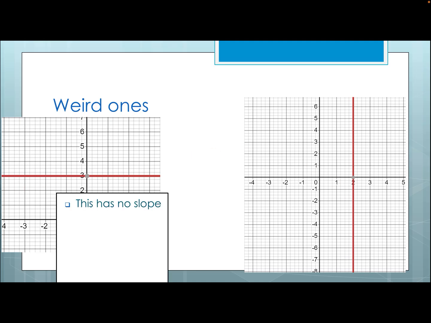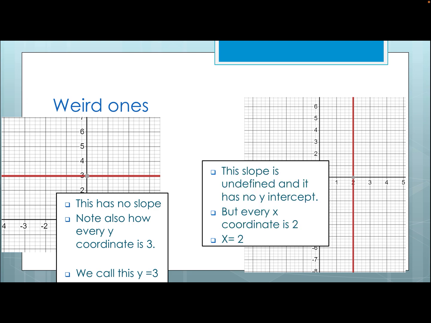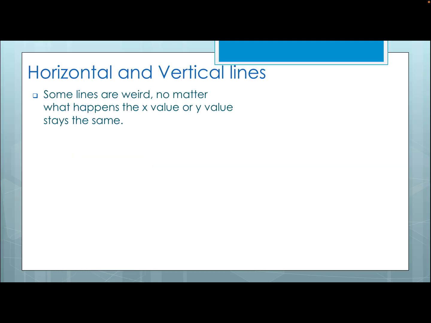Let's talk about it. So it has no slope, this one. Every y coordinate is 3. We call it y equals 3. This slope is undefined and has no y-intercept. Every x coordinate is 2, so x equals 2. Okay. As we said, some lines are weird.